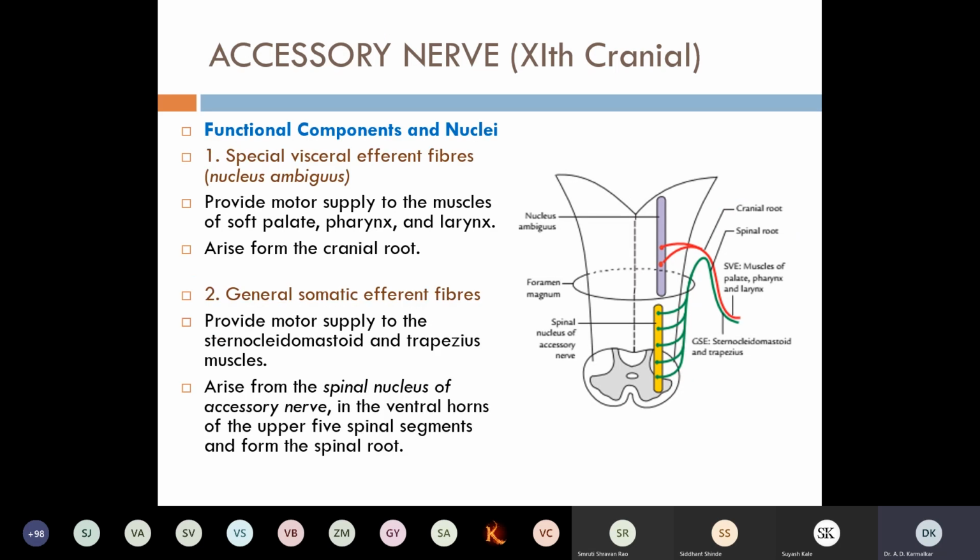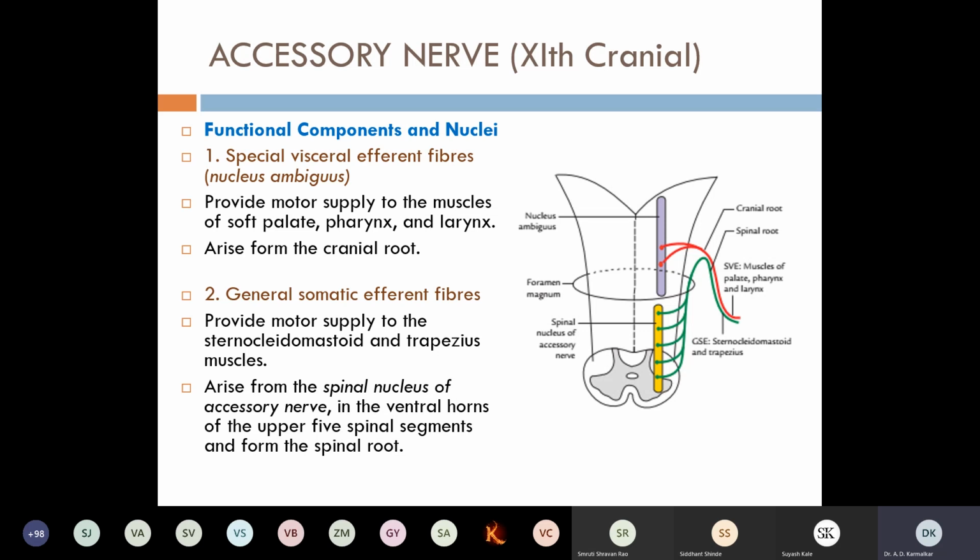Coming to the functional components, it has a special visceral efferent coming from the nucleus ambiguus and a general somatic efferent. It is going to supply the trapezius muscle and the sternocleidomastoid muscle, which is the general somatic efferent, and the muscles of the palate, pharynx and the larynx, which will be supplied through the vagus nerve. So it will act as an accessory to the vagus nerve.